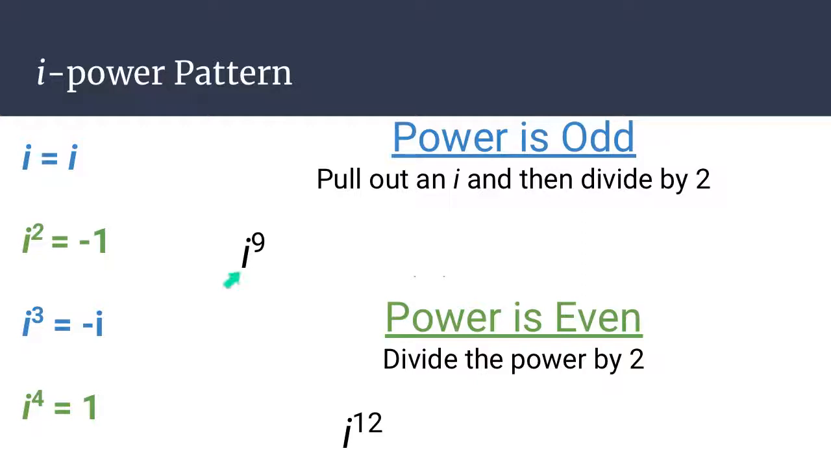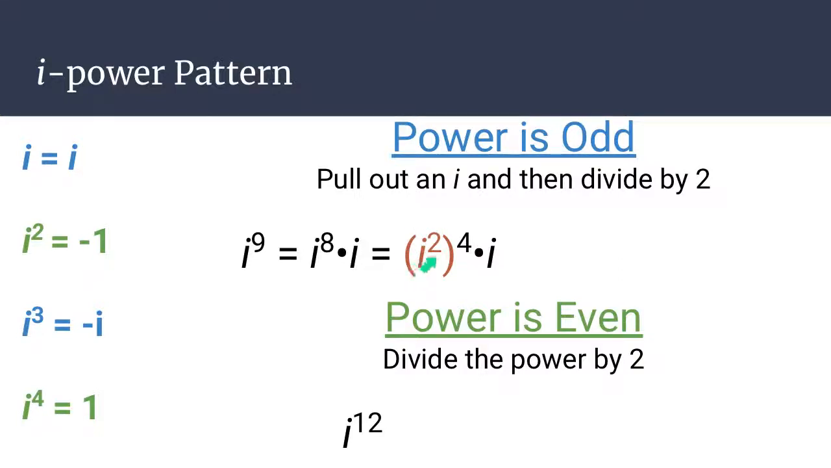For instance, if you had i to the 9th, clearly that power is odd, so we're going to pull out an i, and what's left is i to the 8th, because i to the 8th times i is i to the 9th. You take whatever's left, this i to the 8th, divide 8 by 2, and then you have that 4 here. We're using our properties of exponents to help us simplify this. So i squared to the fourth, you multiply the powers, and that is i to the 8th. The reason we do this is because we know that i squared is -1.